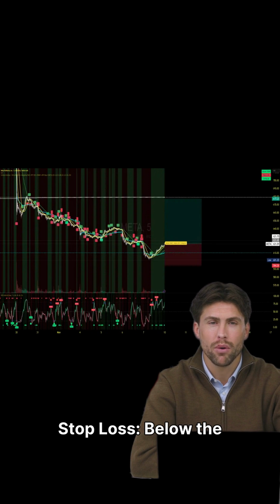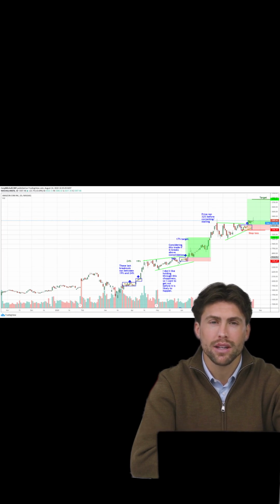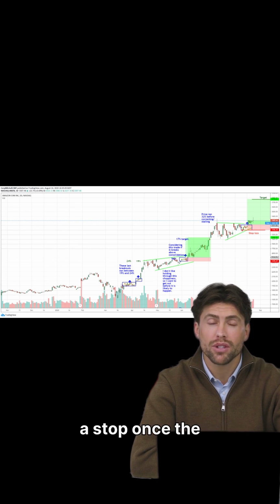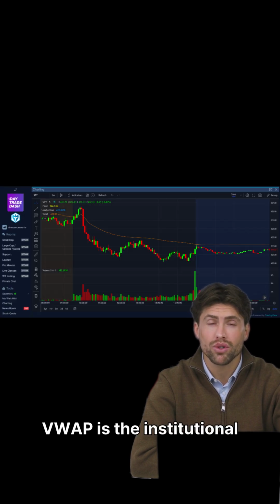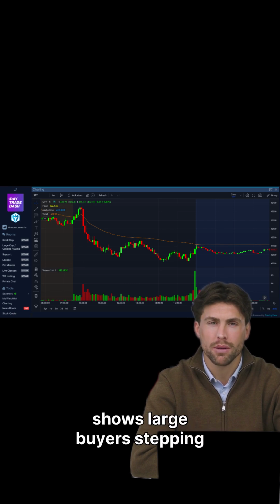Stop loss: below the higher low or below VWAP, depending on risk tolerance. Profit targets: first target, prior high of day; second target, measured move extension; third target, trail a stop once the stock makes a new high of day. Why this setup works: VWAP is the institutional average price. A reclaim with volume shows large buyers stepping in.